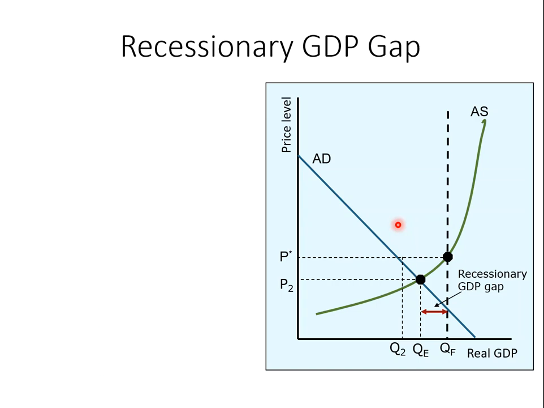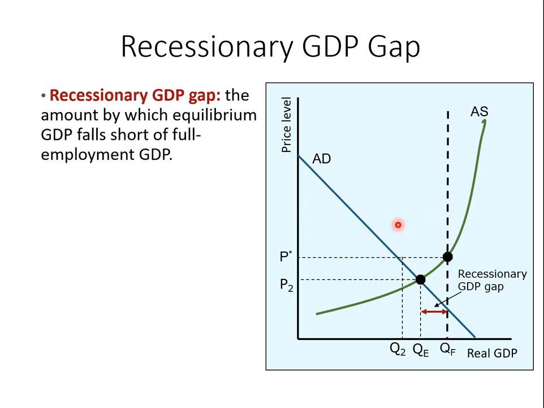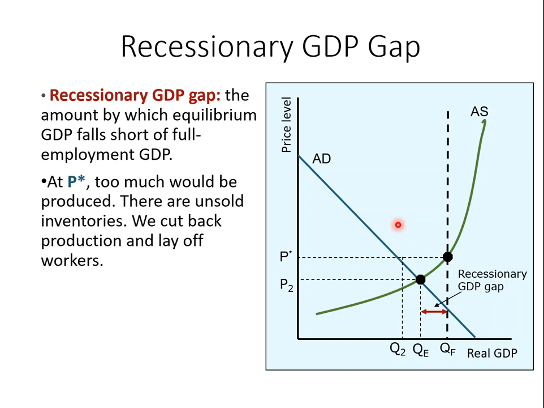So on this chart, we see the AD and AS, and we also see the recessionary GDP gap. Initially, our goal is QF. Under QF, our production, our supply will be at this point, and corresponding to this point, the market price will be P star. P star means too much would be produced, because it's a much higher price than the equilibrium price at P2.